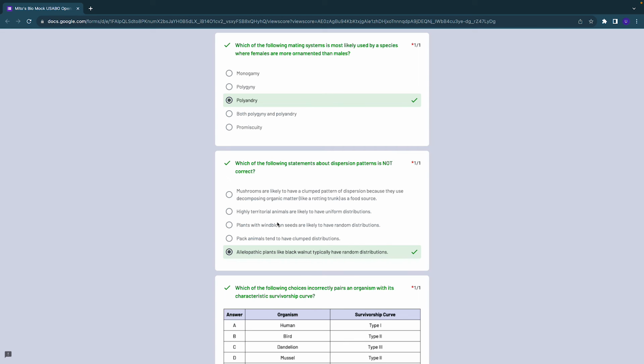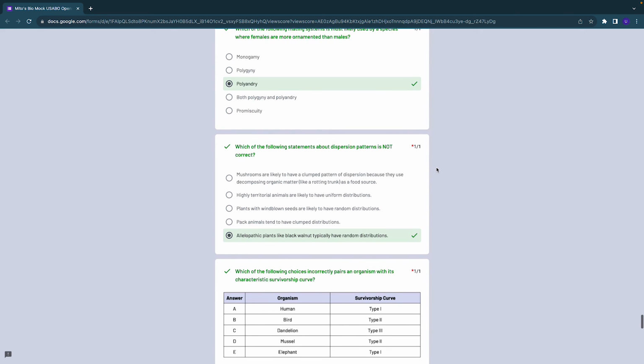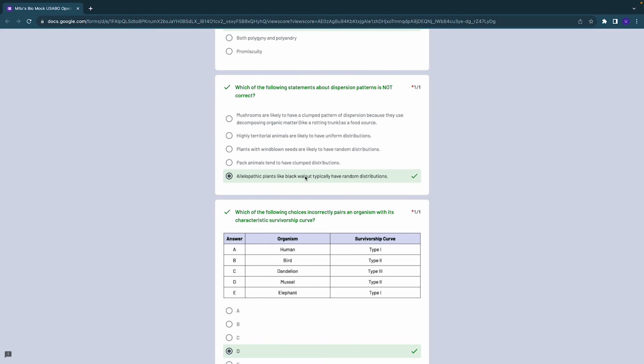As a result, plants with wind-blown seeds are likely to have random distributions. Yeah, so this just depends on where the wind blows their seeds, right? And that's going to be random. Pack animals have clumped distributions, yeah, because they want to be with their pack, they want to hunt with their pack, and as a result, they're going to be in groups as opposed to uniform or some other distribution. Allelopathic plants like black walnut typically have random distributions, so that's not true.